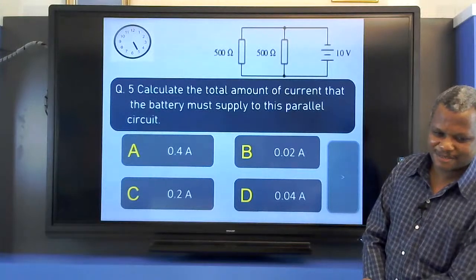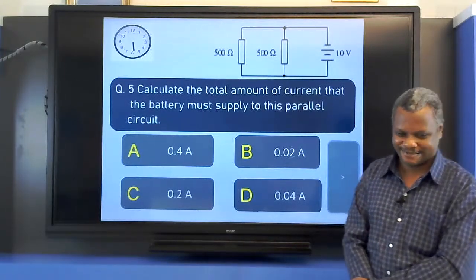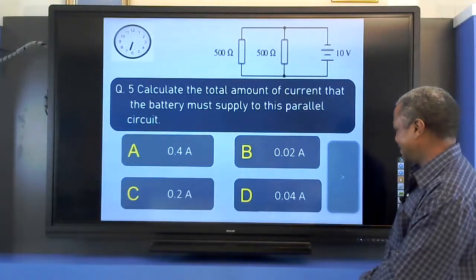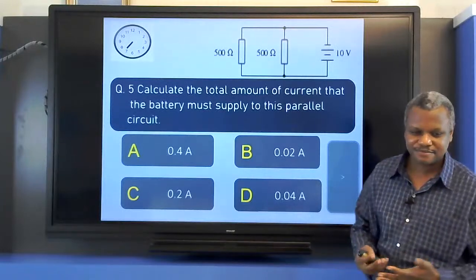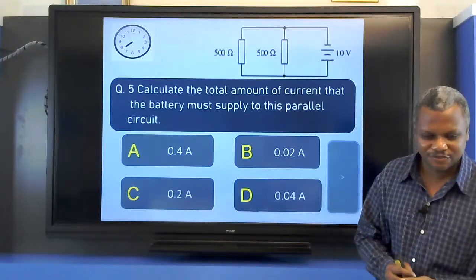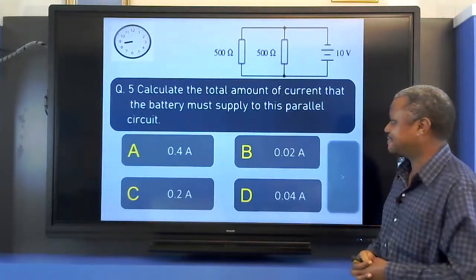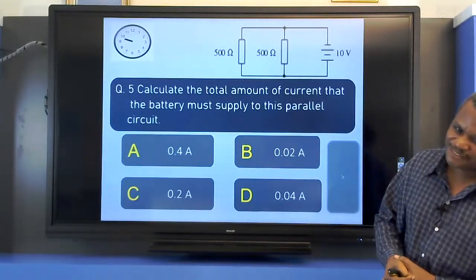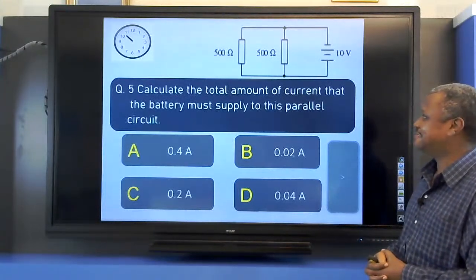Room 2, number 2, B. Room 2, number 2, D. The answer is number 1, D. Room 8, number 1, the answer says D, 0.04 amperes. Room 8, number 31, D, 0.04 amperes. Room 3, number 48, A, 0.4 amperes.